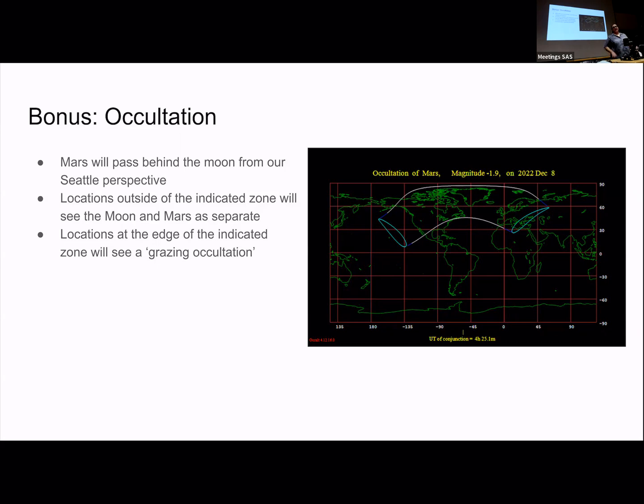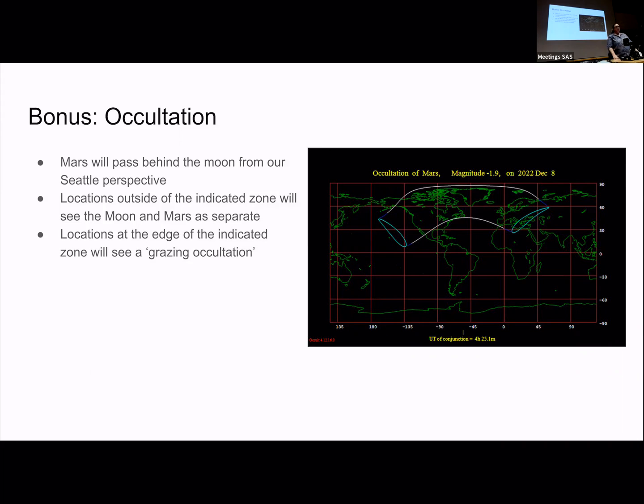This is kind of unrelated. It just happens that the moon is going to pass right in front of Mars that evening. So Mars will disappear behind the moon from our perspective. This map shows where on Earth it will look like that. If you're outside of this zone, like say you're down somewhere in South America, Mars and the moon will actually look completely separate. It's only from the perspective of the northern latitudes that Mars will go behind the moon.